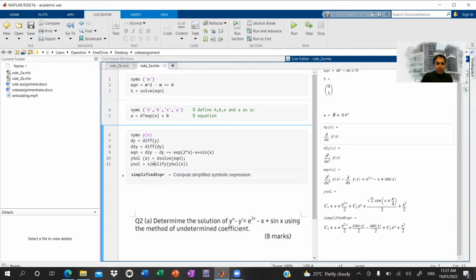To bring the answer, I have dy meaning y prime, and d2y meaning y double prime. So in this equation, I differentiate dy and d double prime. So these are the final answers I have got.